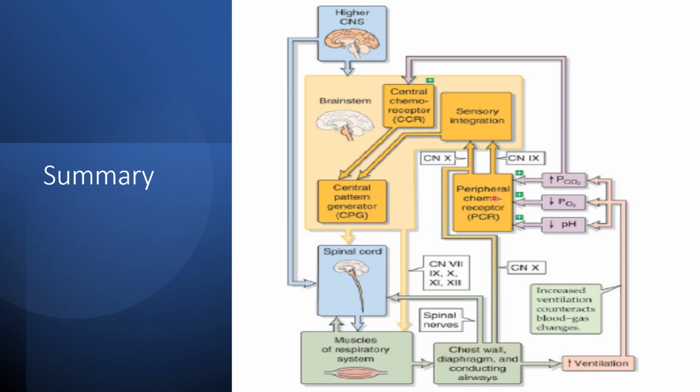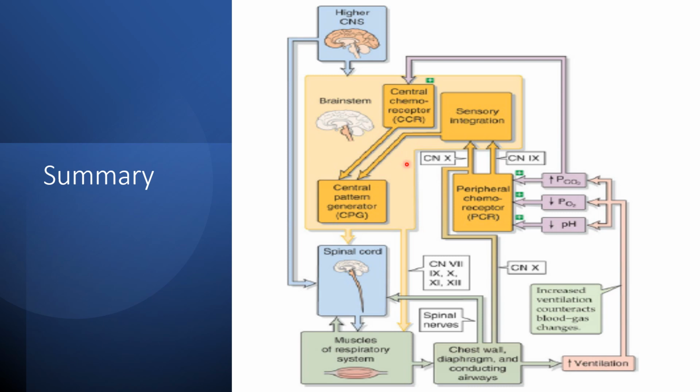First, the chemical control. The chemicals responsible for this control are carbon dioxide, partial pressure of oxygen, and pH, sensed by the peripheral chemoreceptor and central chemoreceptor. The nerves responsible are the glossopharyngeal and vagus, taking the sensation from the peripheral chemoreceptor to the medullary center to increase ventilation.